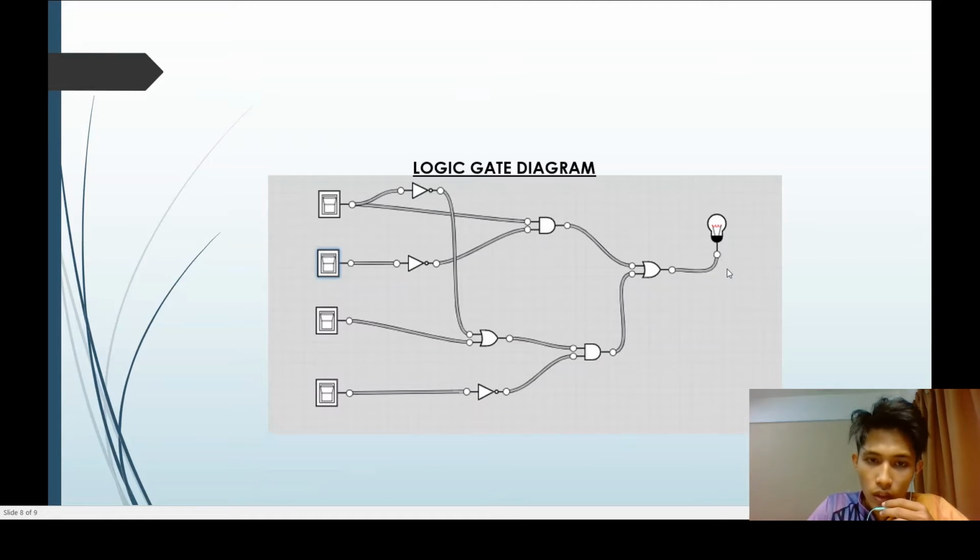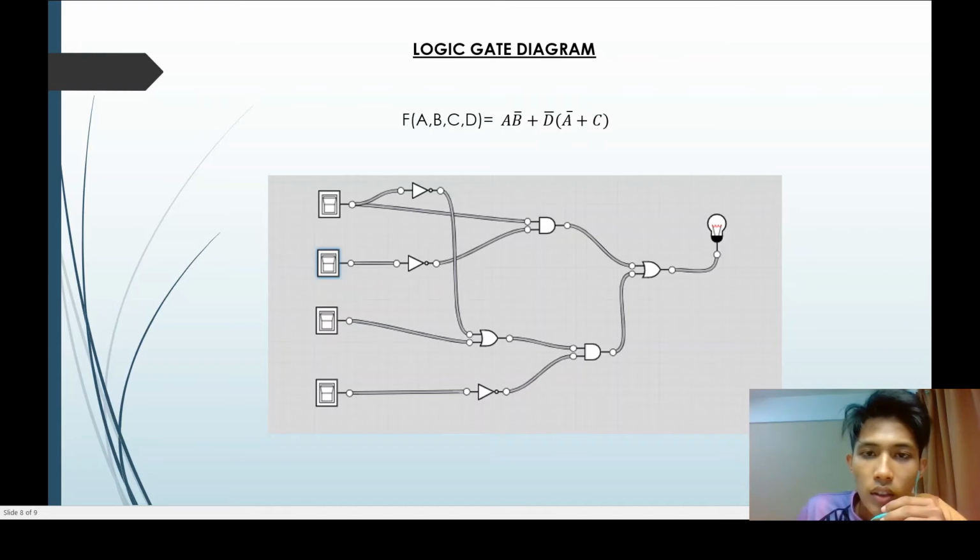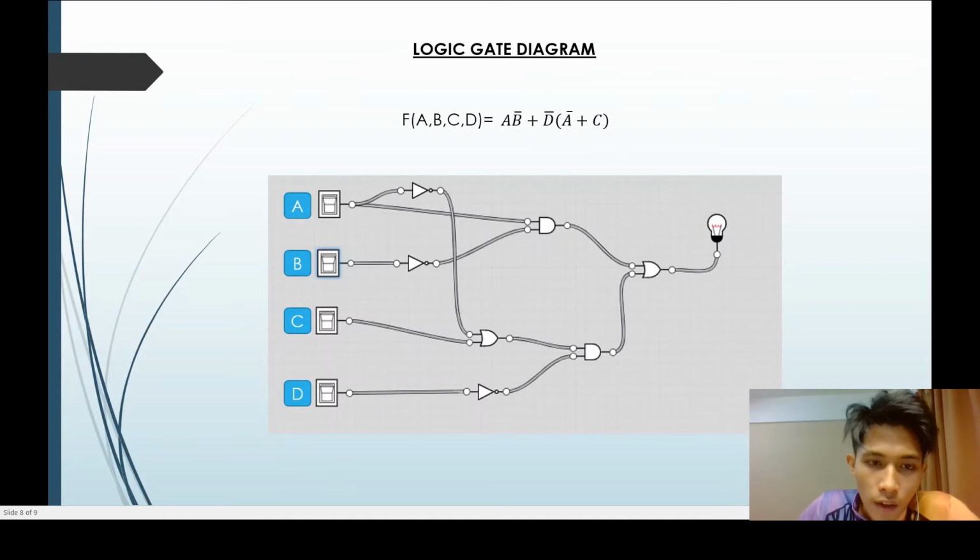So we move to the logic diagram. We get the simplified equation, which is this one, like the previous slide: A B bar plus D bar in a bracket A bar plus C. If you can see here, the switches at the left: the first switch is A, input A. The second one is switch B, which is input B, this one is C, input C, and this one is D, input D.